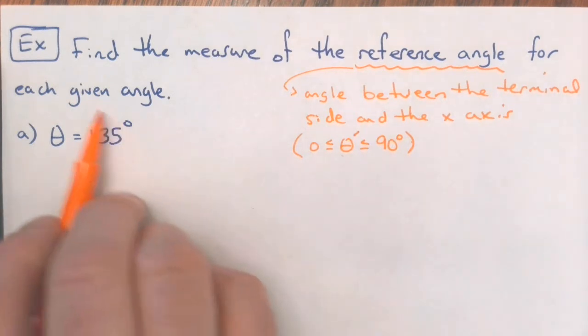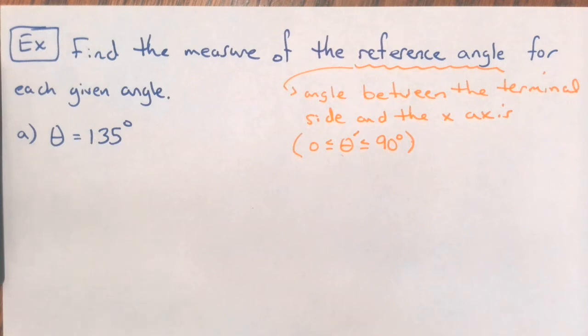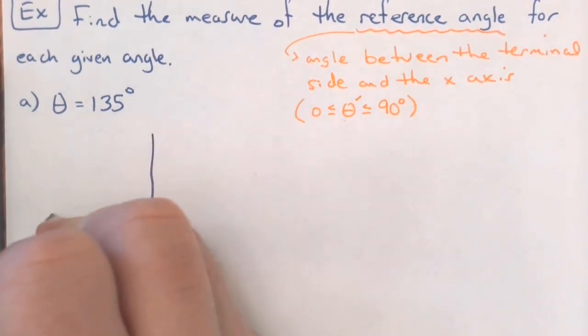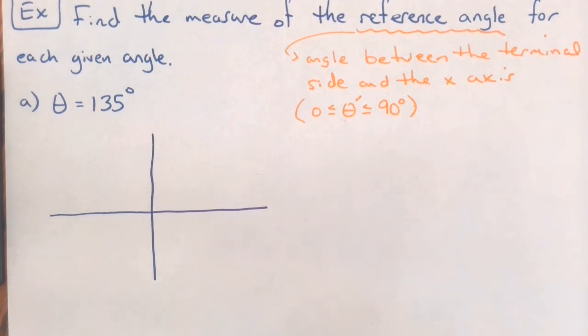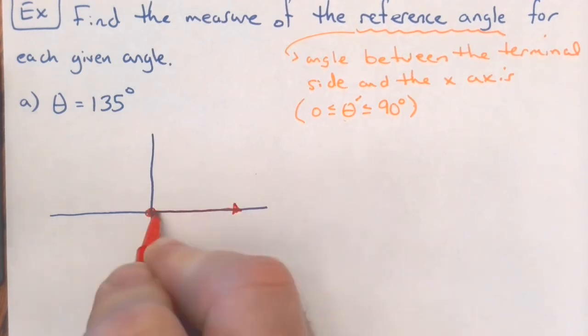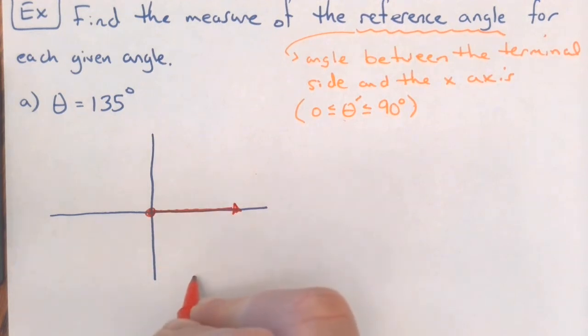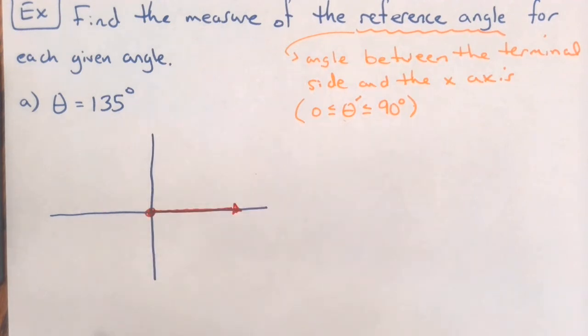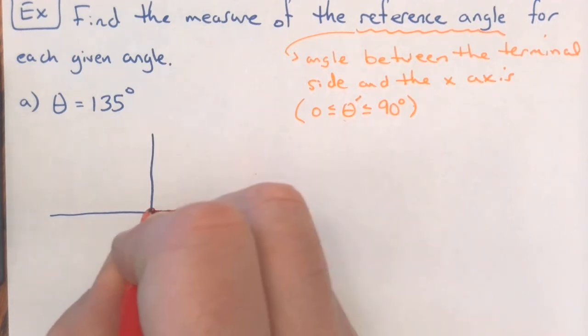So I just need to take a look at what a 135 degree angle looks like in standard position, and then look at where the terminal side is and find the measure of the angle between it and the x-axis. So if I were going to draw in a 135 degree angle in standard position, we'd have our initial side on our positive x-axis. I would take a look at my angle. It's positive, so I'm going to be rotating in a counterclockwise direction, and I would want to rotate around 135 degrees.